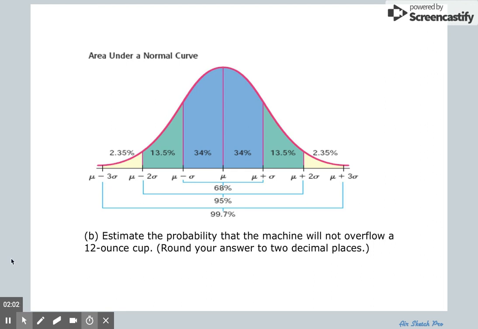Now they want to know the probability that the machine will not overflow a 12-ounce cup. Well, that's going to be the complement, so I could just do 1 minus. That's going to be the area to the left of 12 ounces that gets dispensed. That's going to be 1 minus 0.16, or 0.84.